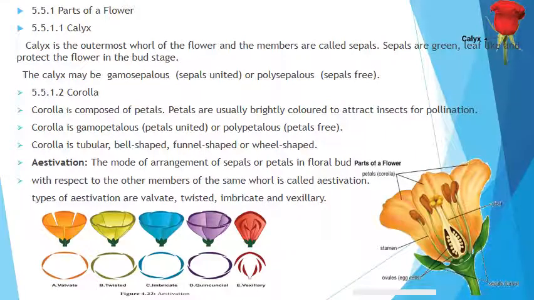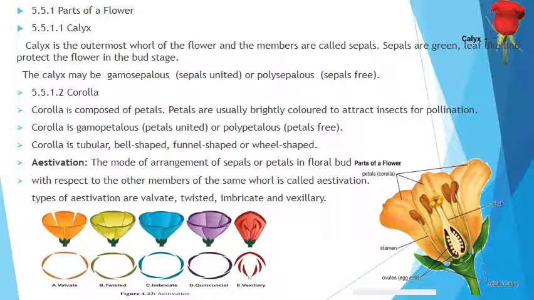Now we discuss the different parts of the flower. The first one we discuss is calyx. Calyx is the outermost whorl of the flower, and its members are called sepals. As you can see in the figure on the right side, the calyx is shown. These sepals are green, leaf-like, and protect the flower in the bud stage. The calyx may be gamosepalous, that means the sepals are united with each other, or polysepalous, in which the sepals are free, as in the rose flower shown on your right side.